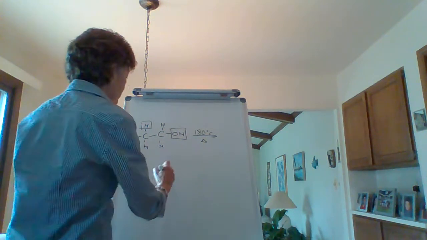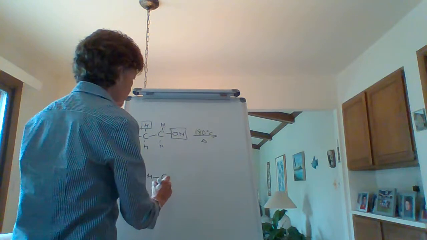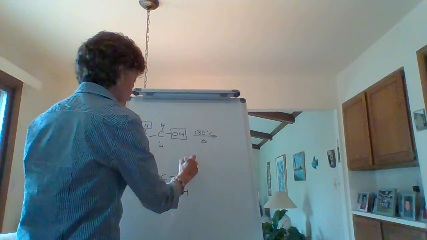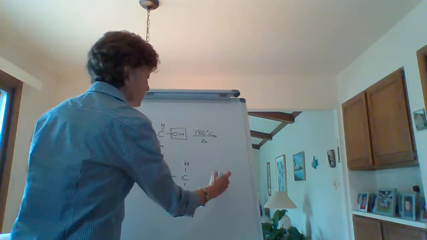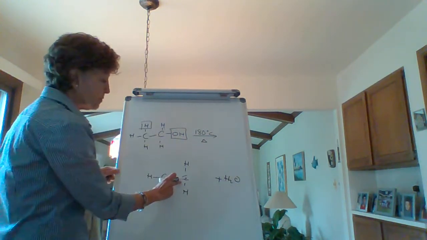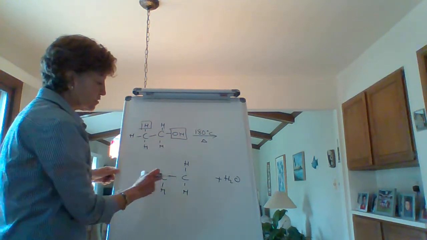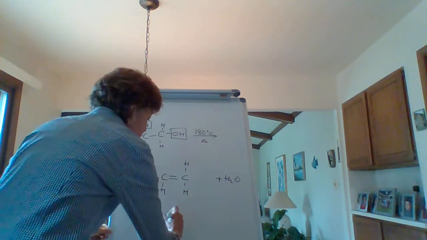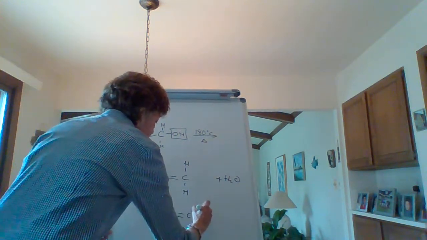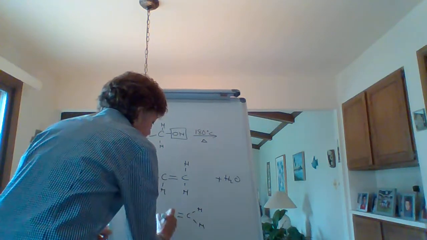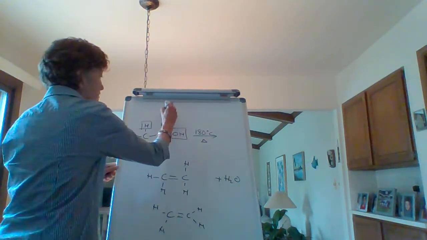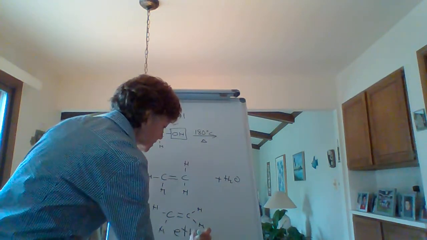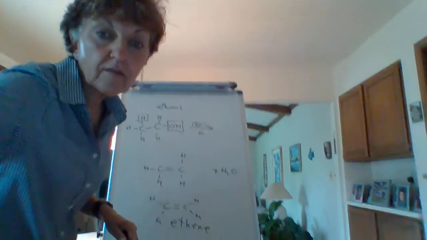Okay, so now we've got this molecule over here. We got rid of this and this. We have a molecule of water. Notice this carbon needs one more bond. This carbon needs one more bond. What do they do? They form a double bond. So if you redraw it properly, this is ethene. You've turned ethanol into ethene.